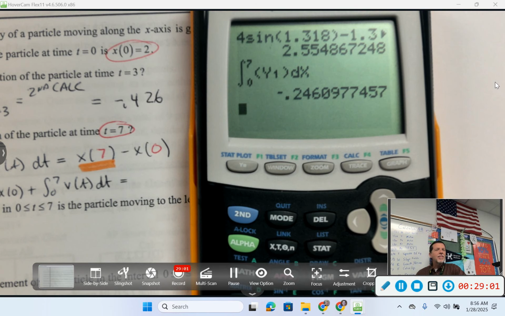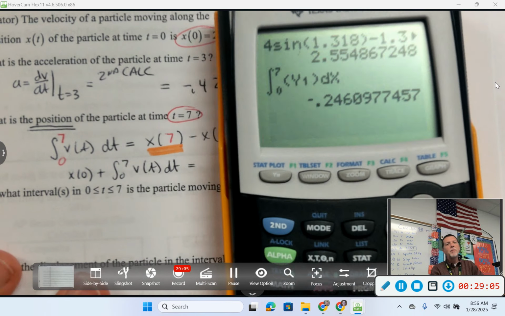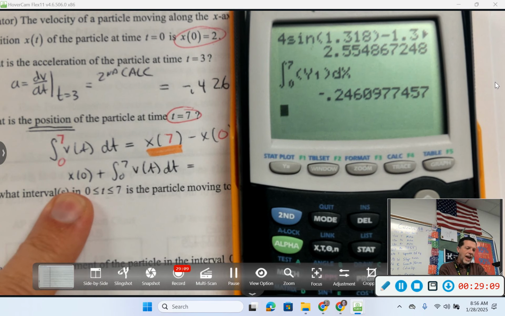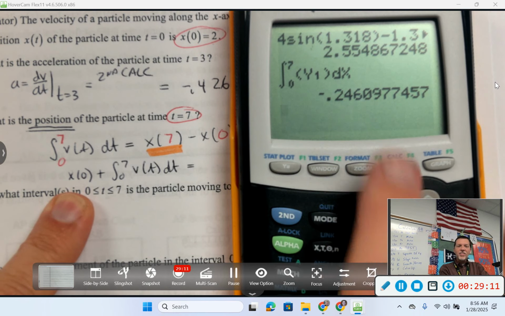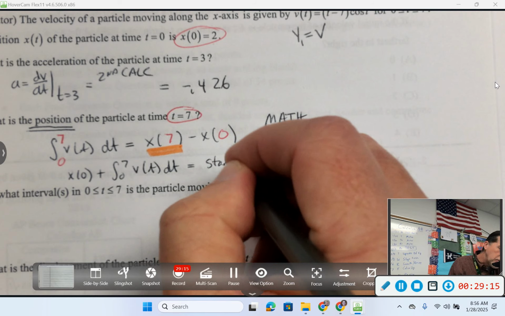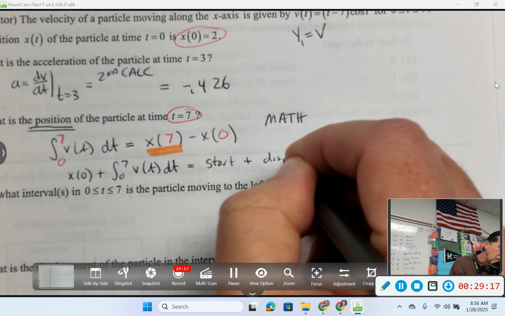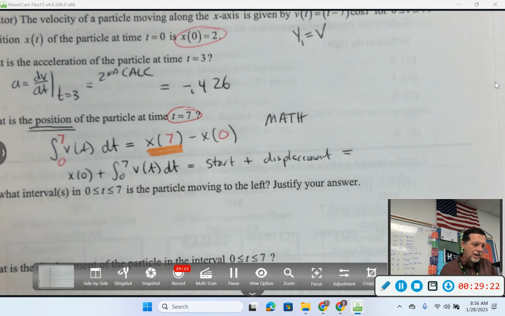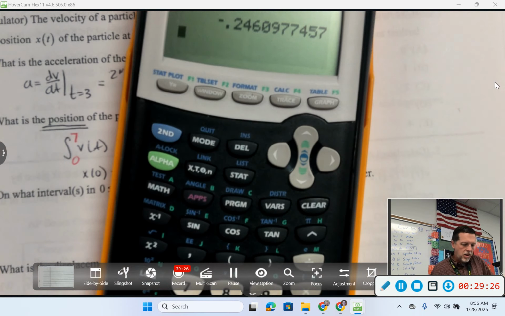And that's not exactly my answer. What have I messed up on this or not finished yet? I need to add where it started. That's its change. That's start plus displacement. So we just found displacement, but I need to add 2 to that. Plus 2.